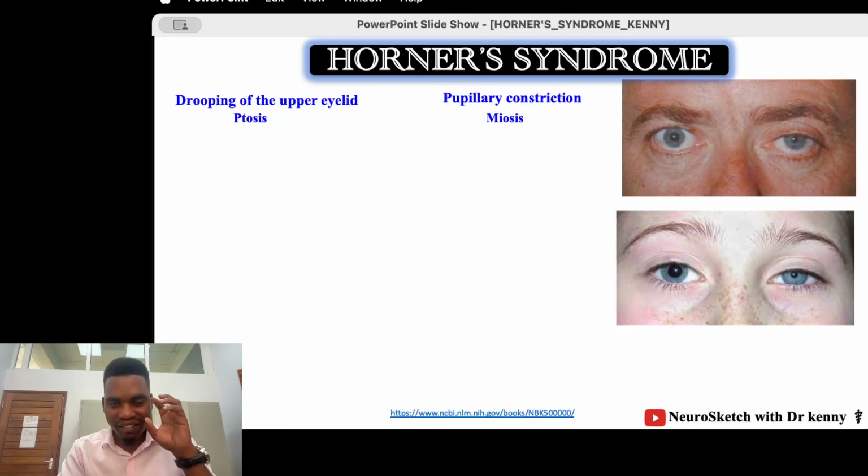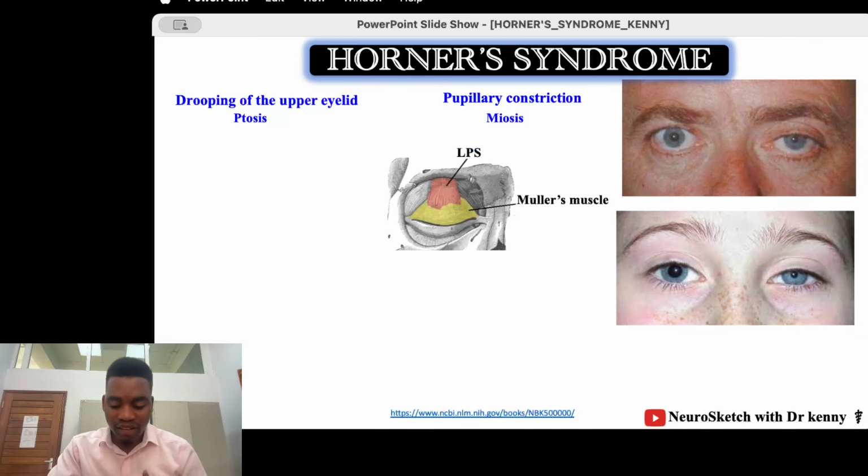Ptosis is the dropping of the upper lid. But if we go back into the anatomy, what did we say about the elevation of the upper lid? The elevation of the upper lid is contributed by two muscles: the levator palpebrae superioris and the Müller's muscle, or the superior tarsal muscle. The levator palpebrae superioris will initiate elevation of the upper lid, and then the Müller's muscle will maintain a state of elevation, which is 1 to 2 millimeters.